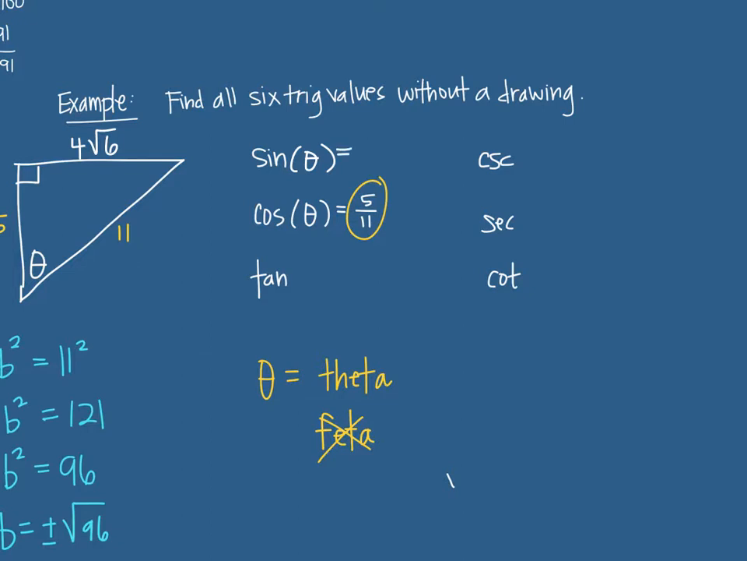Okay, so then sine is now what's across from that. And so what's across from that is 4 rad 6 over 11. And then tangent, where again we're going to put our theta.